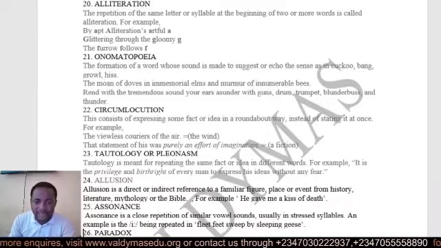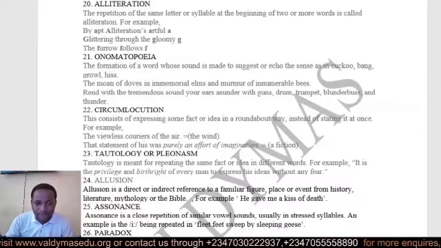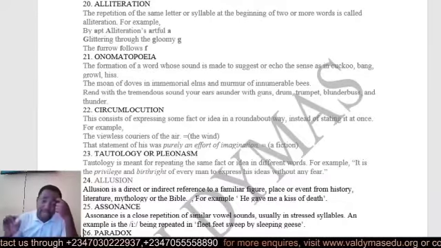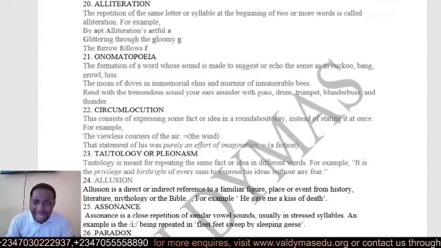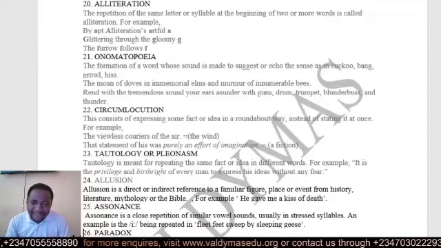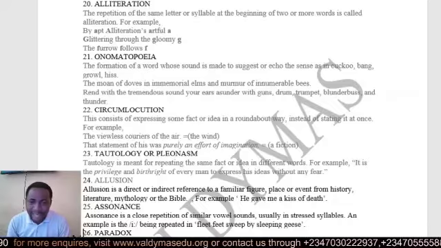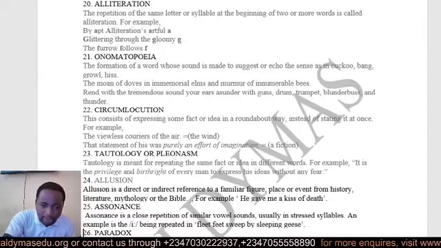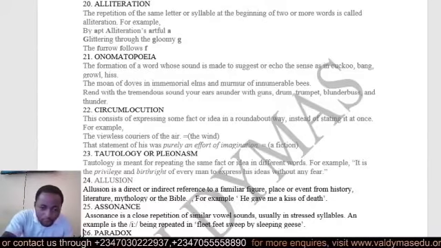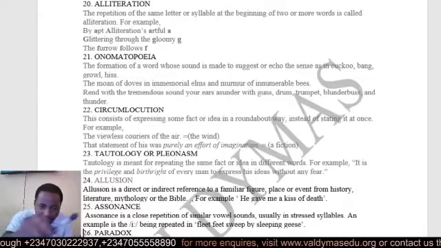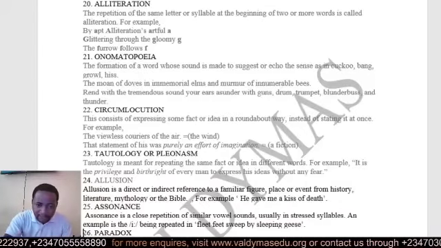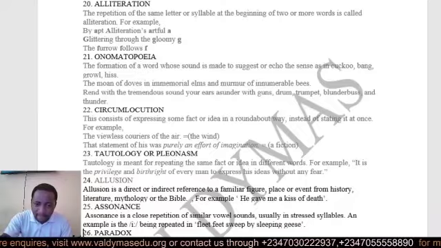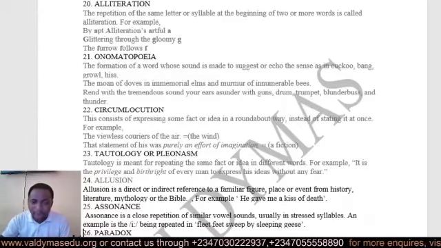So, when we look at this, for instance, "By apt alliteration's artful aid, glittering through the gloomy, the furrow follows." Now, this is where we have alliteration. There are series of words and at the beginning they have similar sounds. That is alliteration. In most cases, they are always consonants. So, repetition of glittering, gloomy. Furrow follows. Furrow started with the F sound, the voiceless fricative F, and then another voiceless fricative F. So that is a case of alliteration.